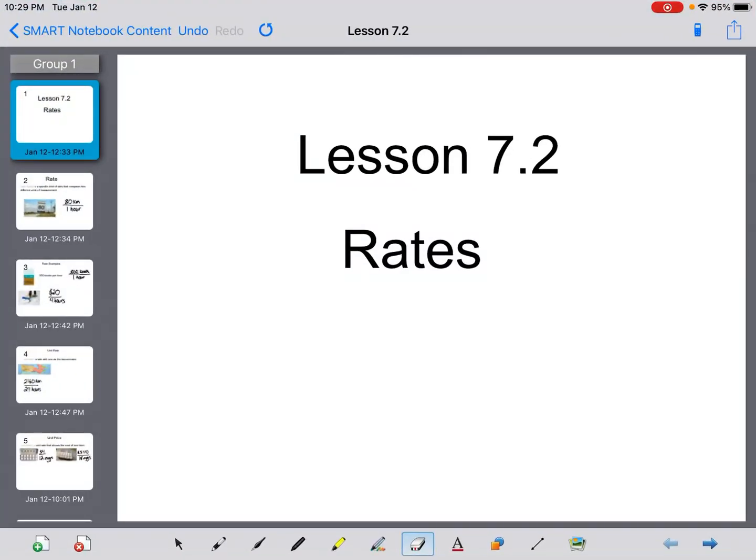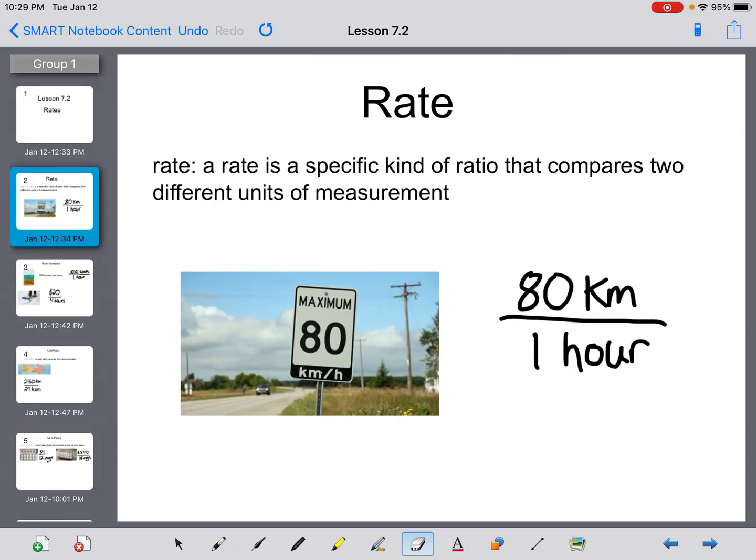Morning, grade 7. Today we are going to take a look at learning about rates. So a rate is actually a ratio. Remember yesterday we looked at a ratio, and a ratio compares two different numbers. Now, a rate is a kind of ratio. It's a very specific kind of ratio. It's in the category of ratios, but it's special.